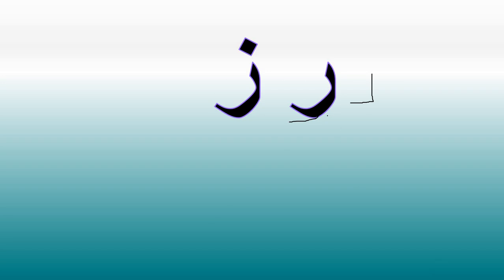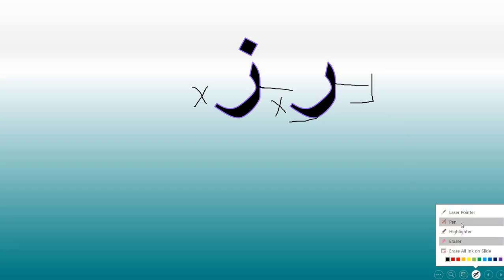How can I find them in words? Very easy. Because Ra and Zay, like Dal and Dhal, they can't be joined from the left side. If you want to join, you join only from the right side. That's why their shape doesn't differ.